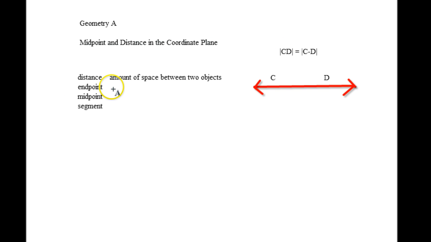Okay. All right. Endpoint. It's just the end of a segment. Now that's important because, well, not important that I define it, but it's important because in midpoint formulas on the test, you guys might be having to find the endpoint coordinate rather than the midpoint.